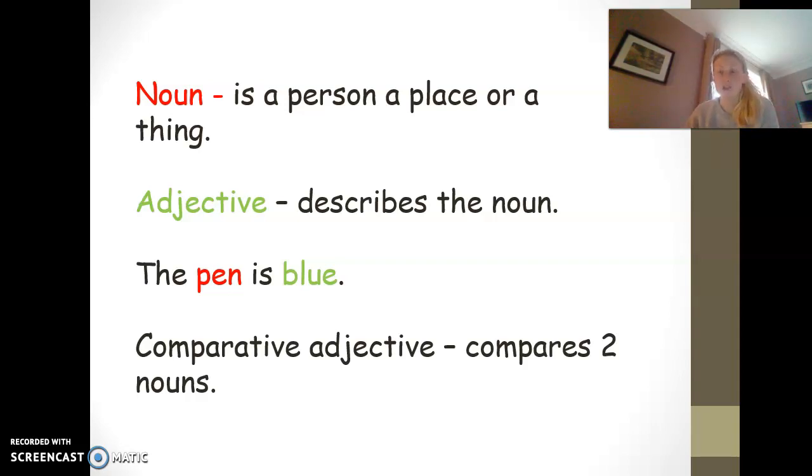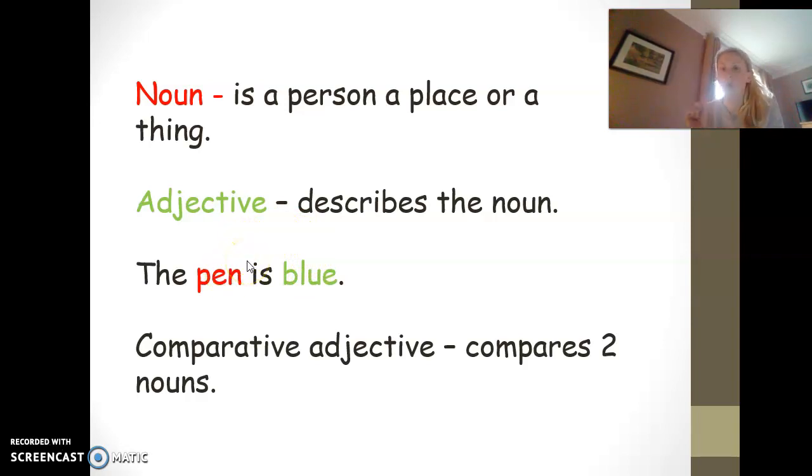Okay. An adjective is what we use to describe something. Okay, so I put a sentence here. The pen is blue. So the pen is the noun because that is the thing, the object, isn't it? And blue is describing what the pen is like. So the blue is an adjective because it's describing this noun here. So the adjective is describing this noun.